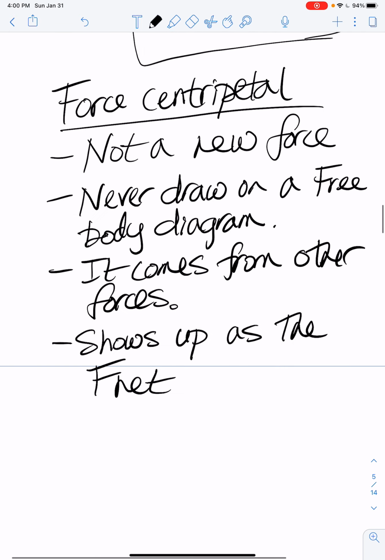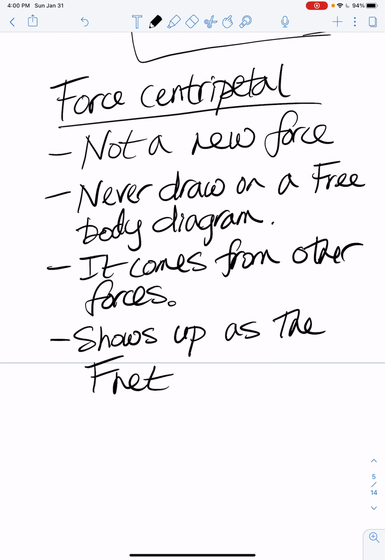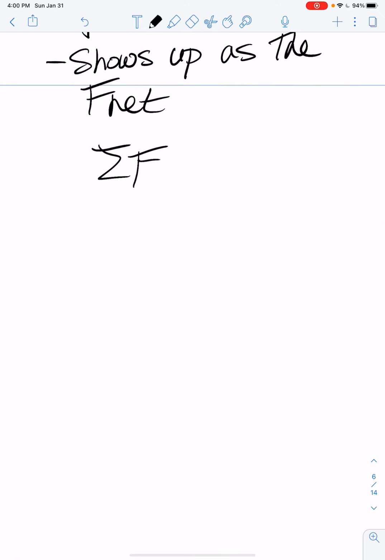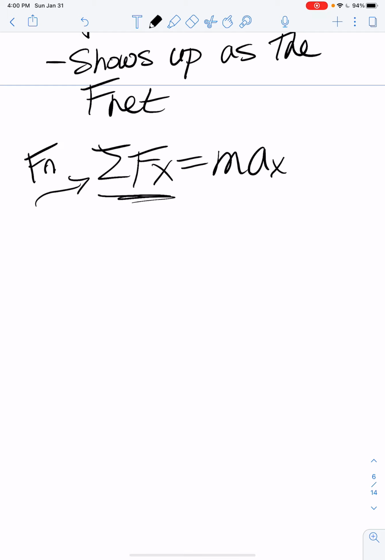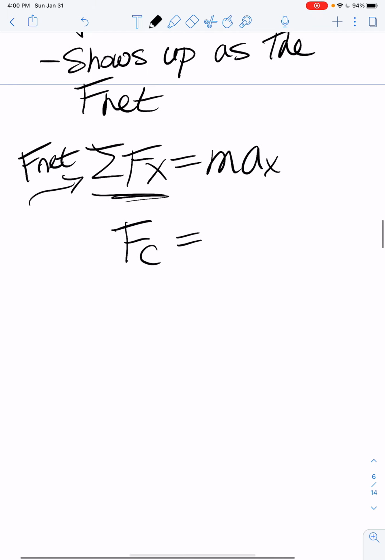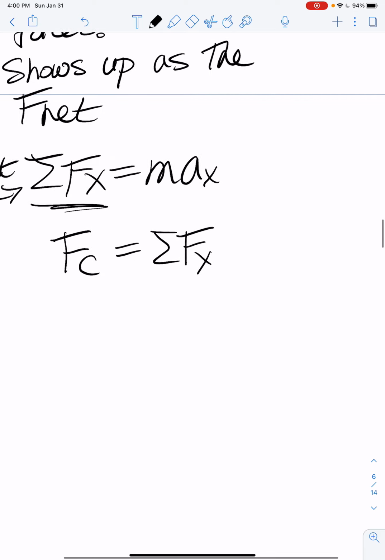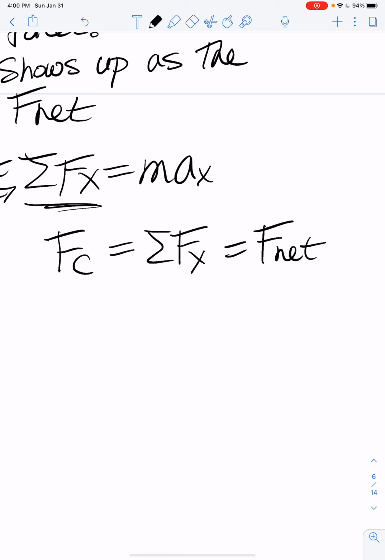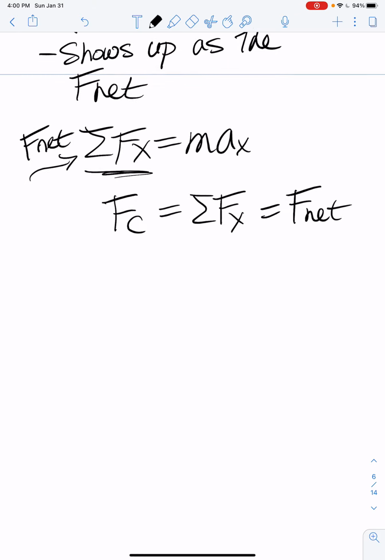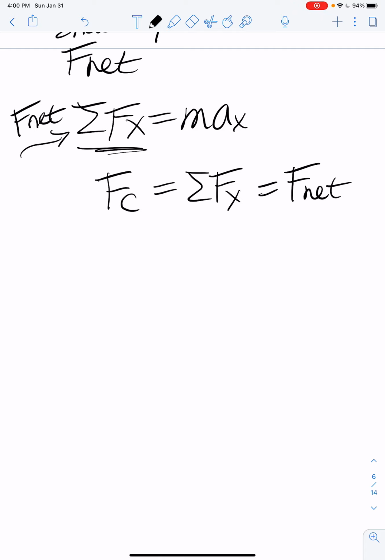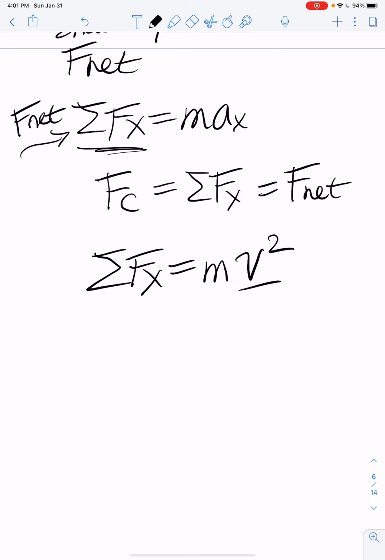So we like to say maybe something like this for circular motion. Maybe we say sum of the forces in the x direction equals max. And we said that this is F net, right? This is the net force. Well, that is also going to be our force centripetal. That force centripetal is sigma Fx. It is those forces. So when we set up this equation, that this is true, that force centripetal is the net force, we might end up saying sigma Fx is equal to mv squared over r.